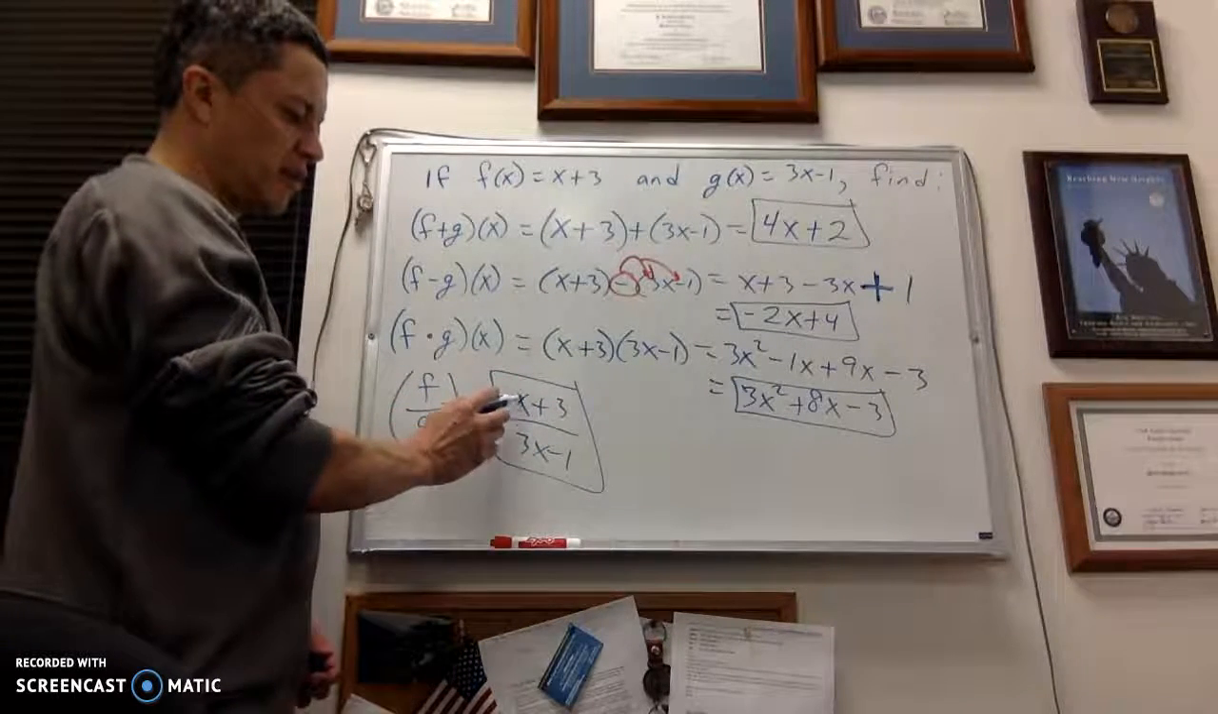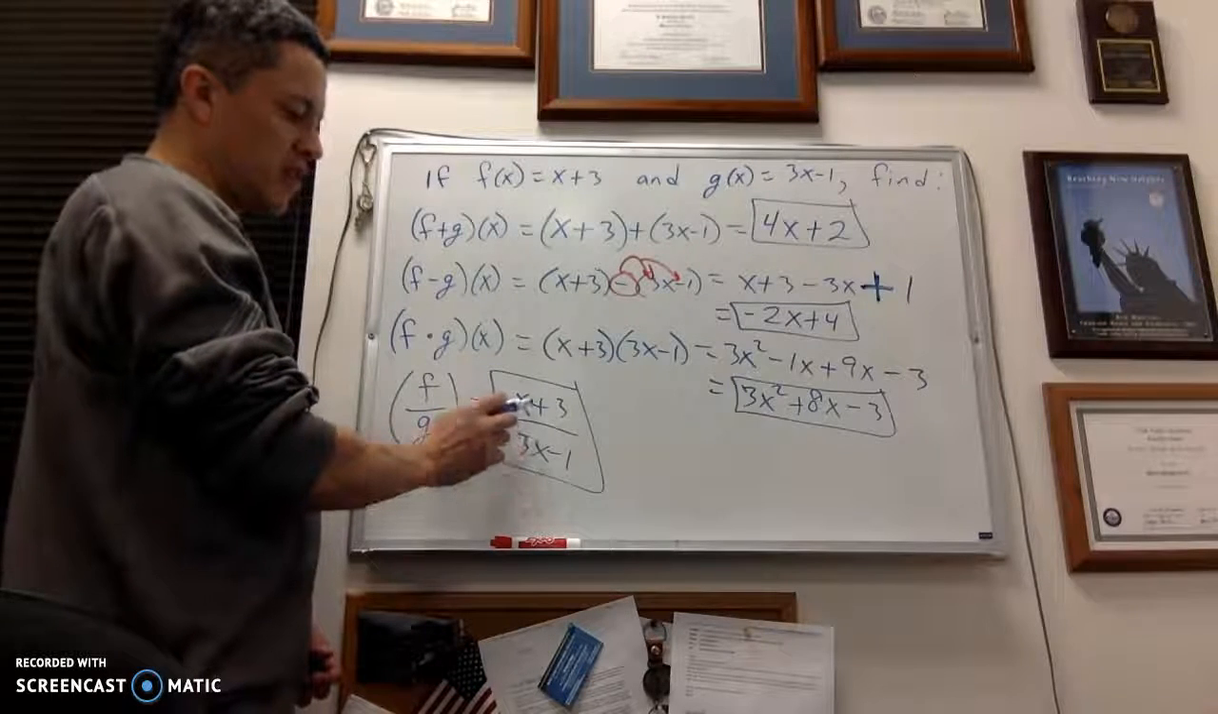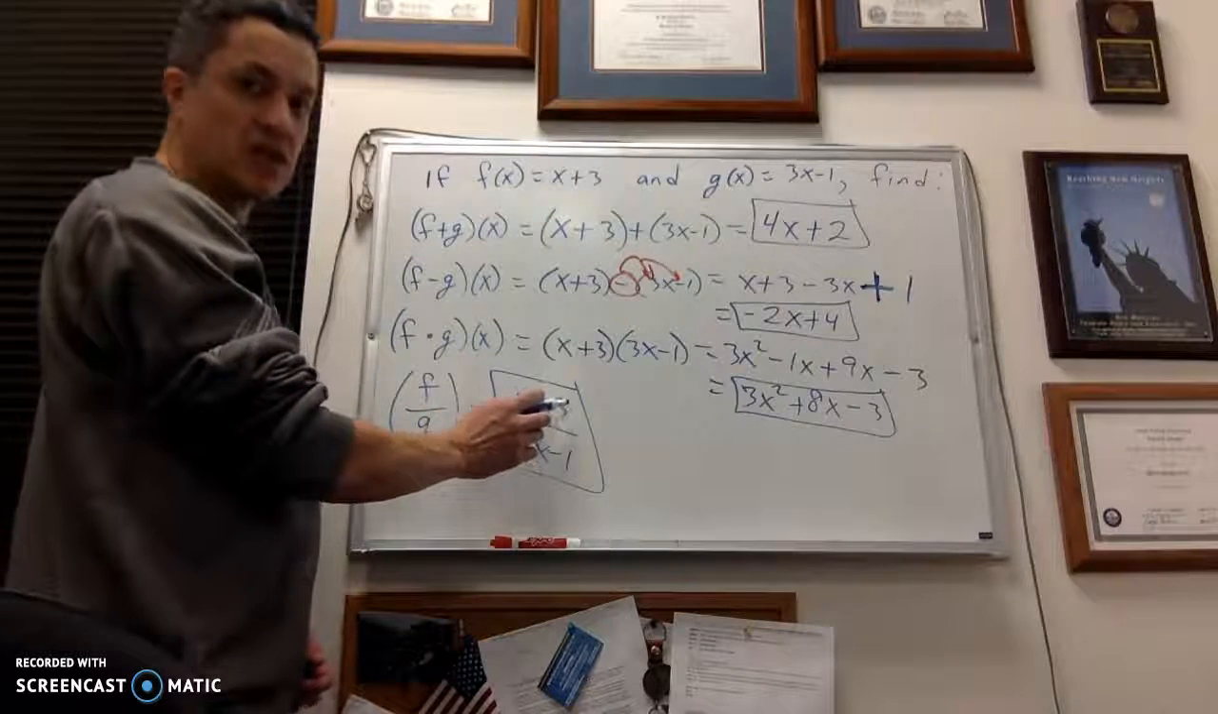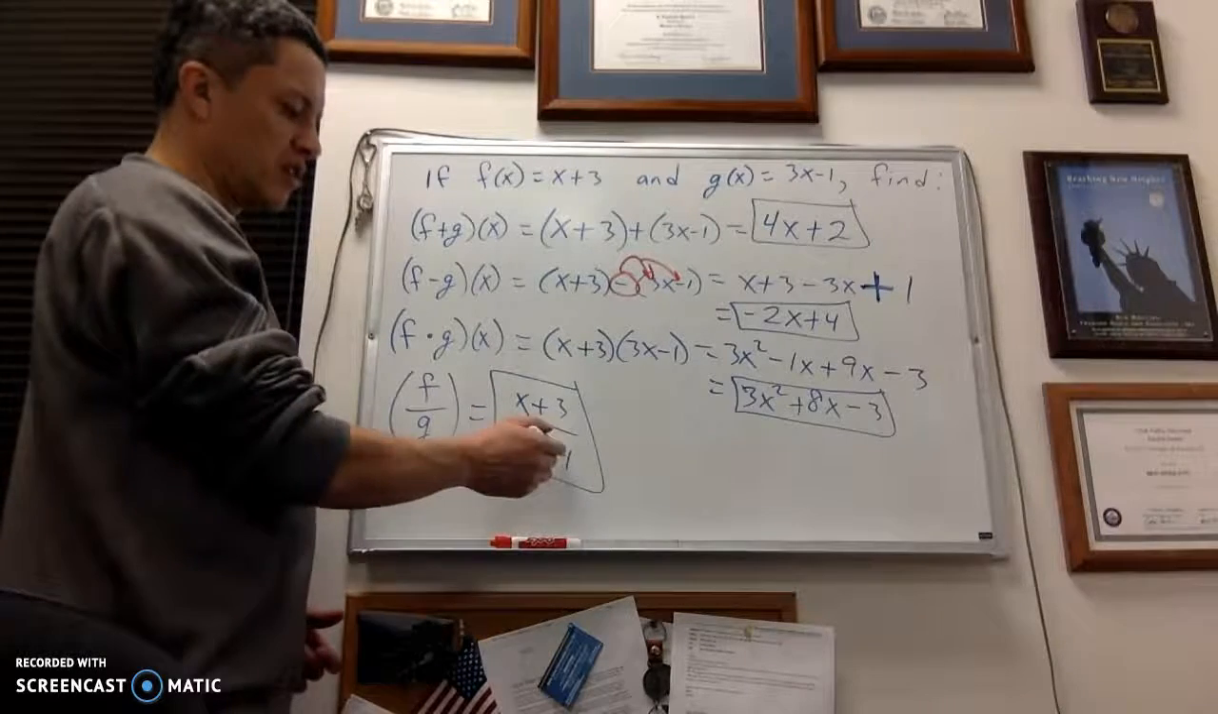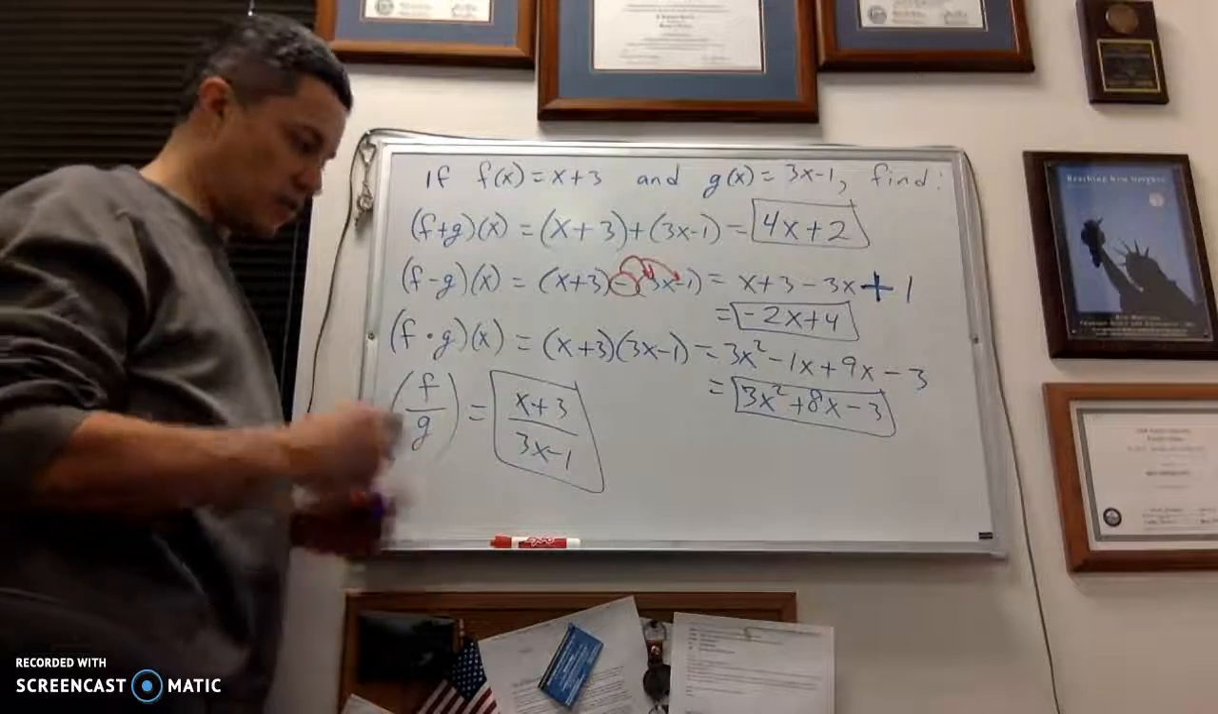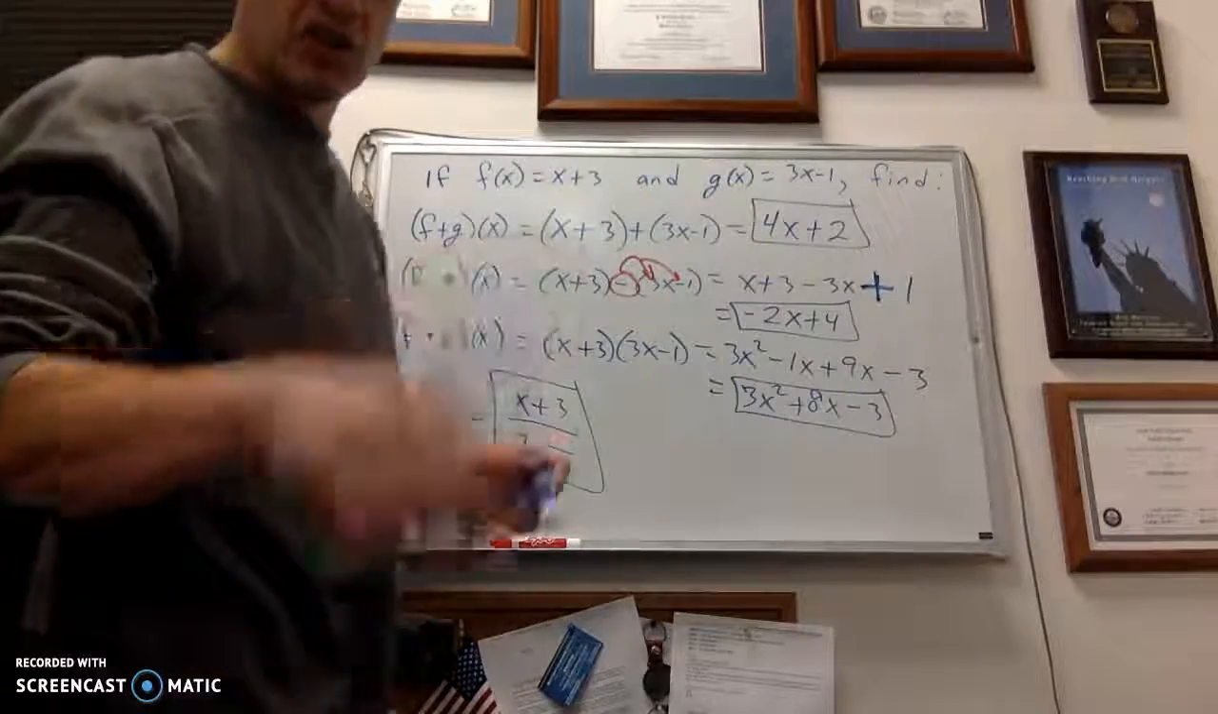The only way I would have been able to divide out this x with this x is if this x in the numerator is getting multiplied to this 3, or if this 3x is getting multiplied to the negative 1. That's not the case, so that problem's done, and so is this video.